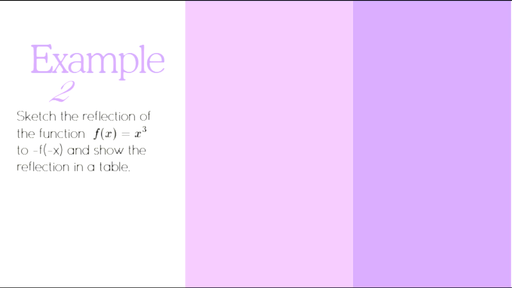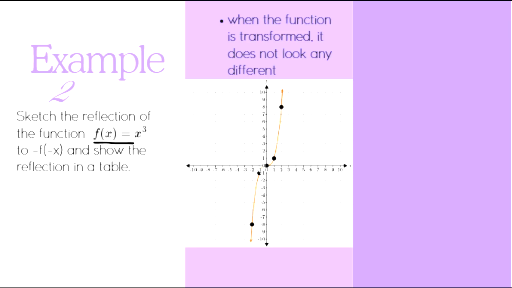Here's another example. Sketch the reflection of the function f of x is equal to x cubed to negative f of negative x and show the reflection in a table. This is what your graph is going to look like. When the function is transformed, it doesn't look any different. Okay? Huh? Why?